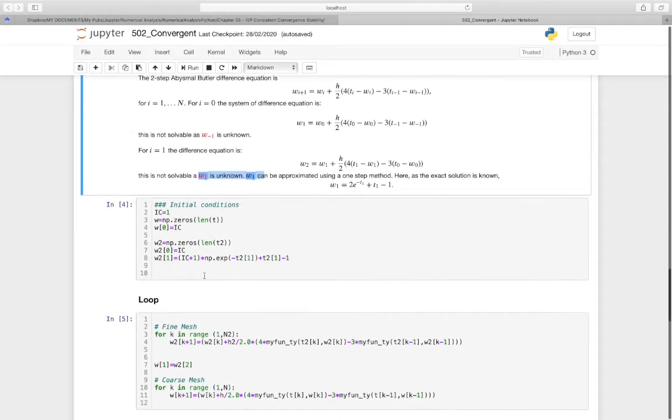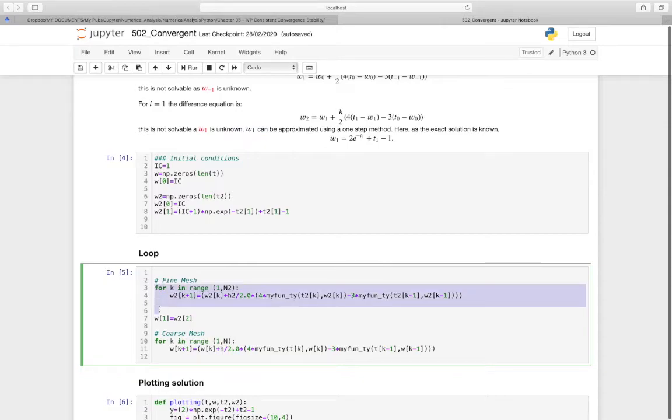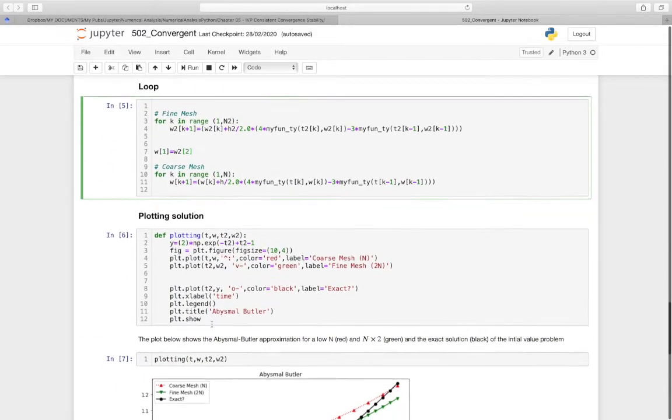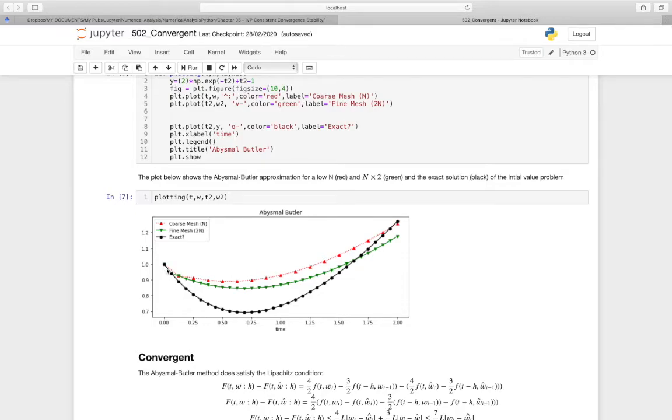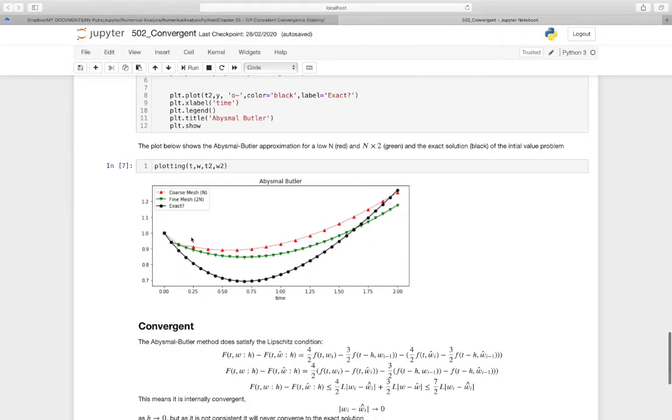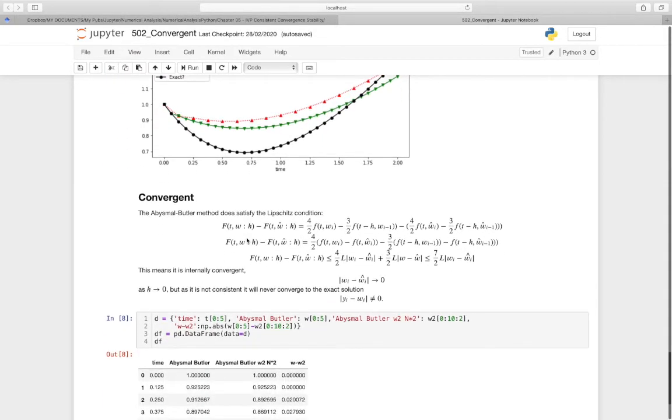So we set up our initial conditions, we have our fine mesh loop, and we have our coarse mesh loop. In the coarse mesh, I'll use the solution from the fine mesh to approximate. So now here we have our solutions. That's the exact solution. The fine mesh and the coarse mesh have similar shapes, and if I keep on increasing the n here, they'll get closer and closer to each other, but they won't get closer and closer to the original, and that's why they're not convergent to the exact solution. They're convergent to a solution, but not the exact solution.